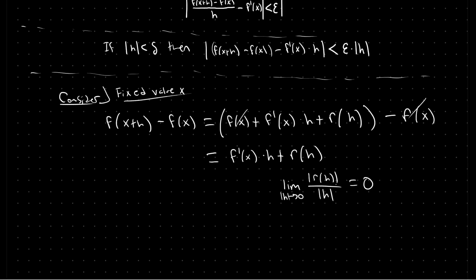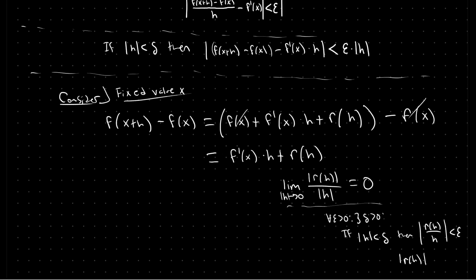If you go through and parse what this is saying in terms of the epsilon delta definition of this limit being 0, it means that for all epsilon greater than 0, there should exist a delta greater than 0 such that if the absolute value of h is less than delta, then the absolute value of r of h over h must be less than epsilon, or the absolute value of the remainder must be less than epsilon times the absolute value of h.